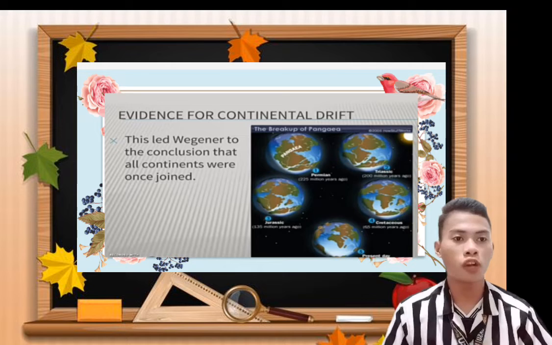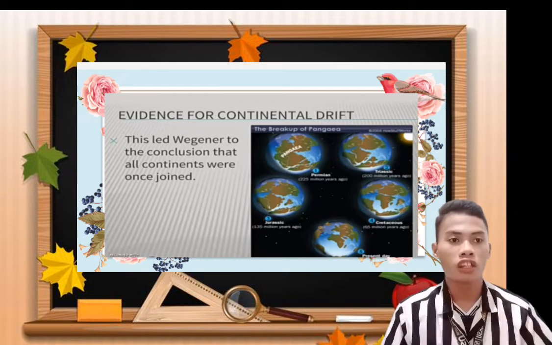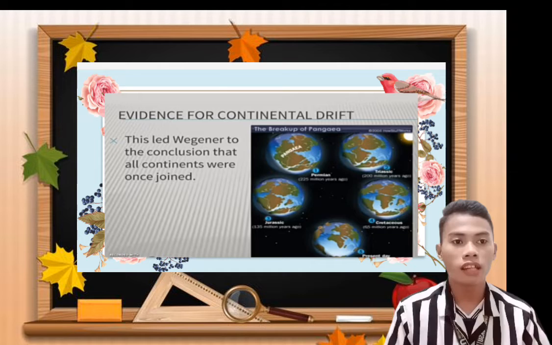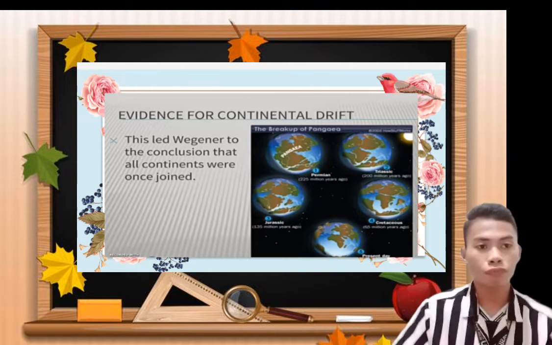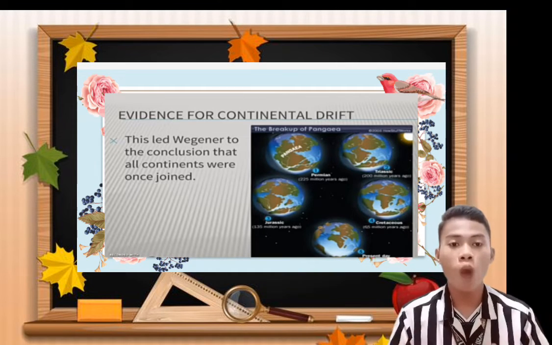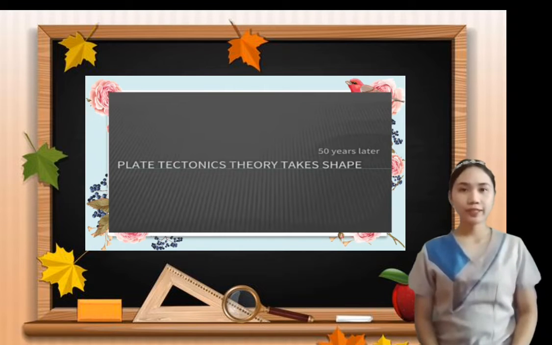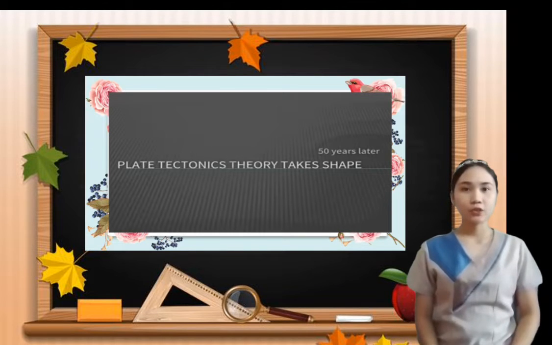The third evidence led Alfred Wegener to the conclusion that all continents were once joined. For 50 years continental drift was left where it was, but then Harry Hess, a naval officer during World War II, was doing some scans of the ocean floor. He didn't realize it, but he was about to become the father of plate tectonics, because he was looking in a place that Wegener never thought to check: the ocean floor.